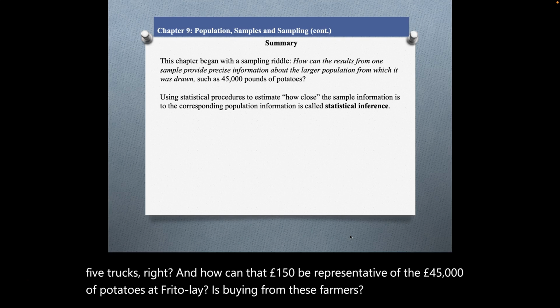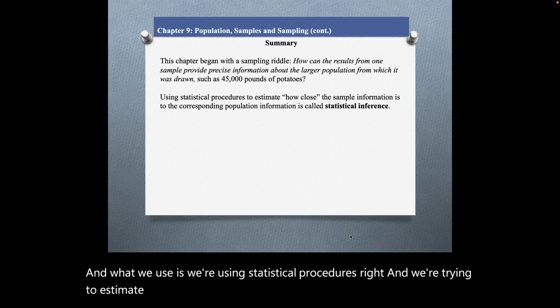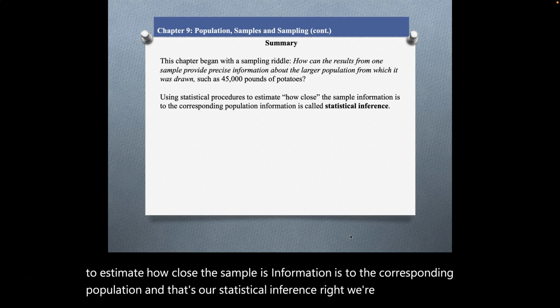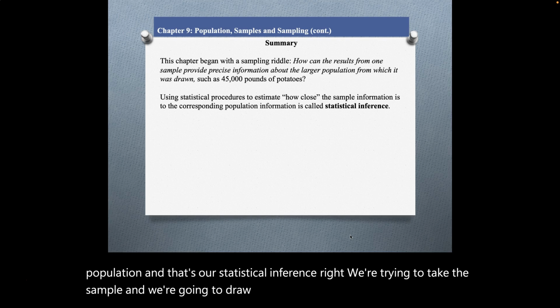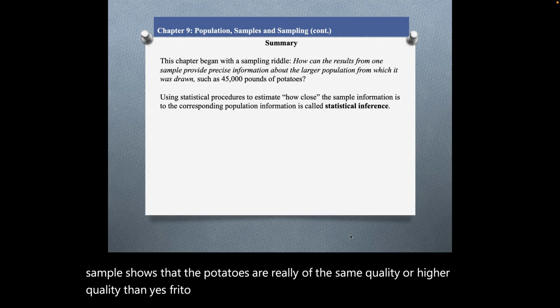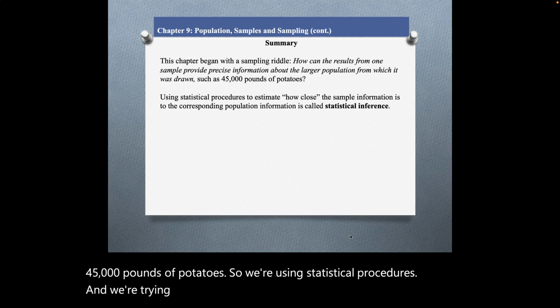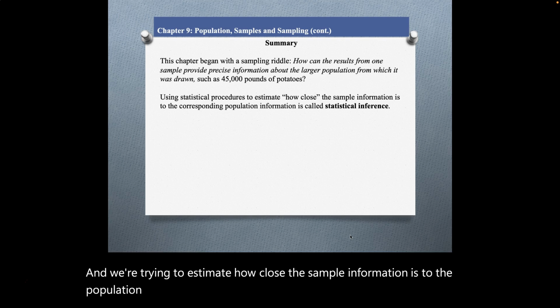And what we use is statistical procedures, right? And we're trying to estimate how close the sample information is to the corresponding population. And that's our statistical inference, right? We're trying to take the sample and draw some statistical inference to say, okay, if the sample shows that the potatoes are really of the same quality or higher quality, then yes, Frito-Lay would purchase the entire 45,000 pounds of potatoes. So we're using statistical procedures and we're trying to estimate how close the sample information is to the population using statistical inferencing.